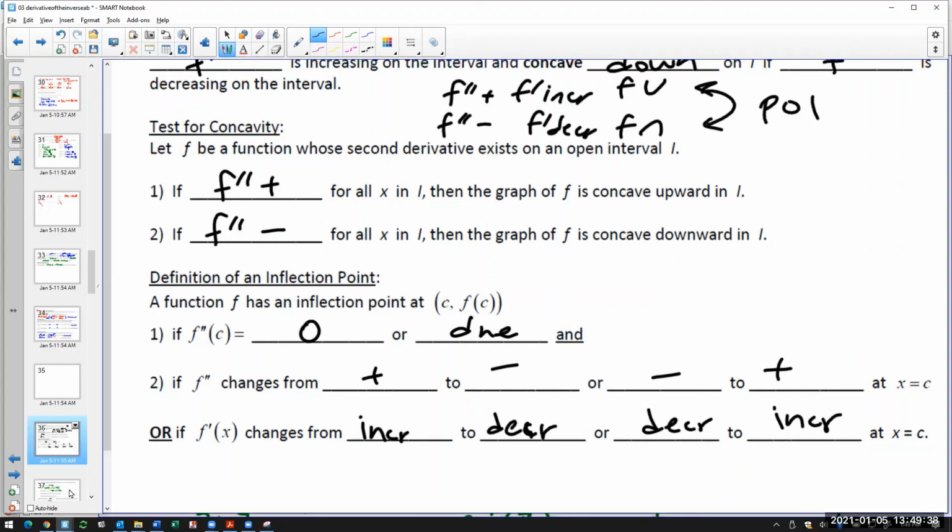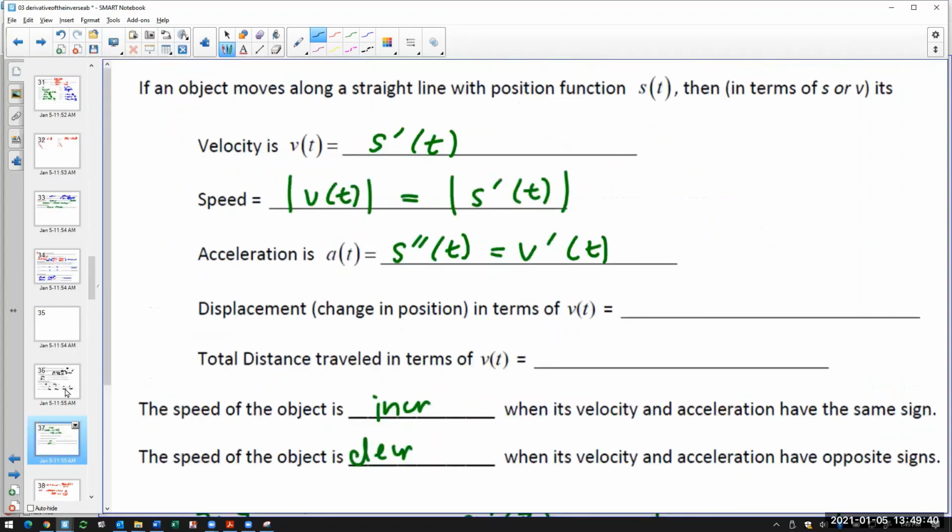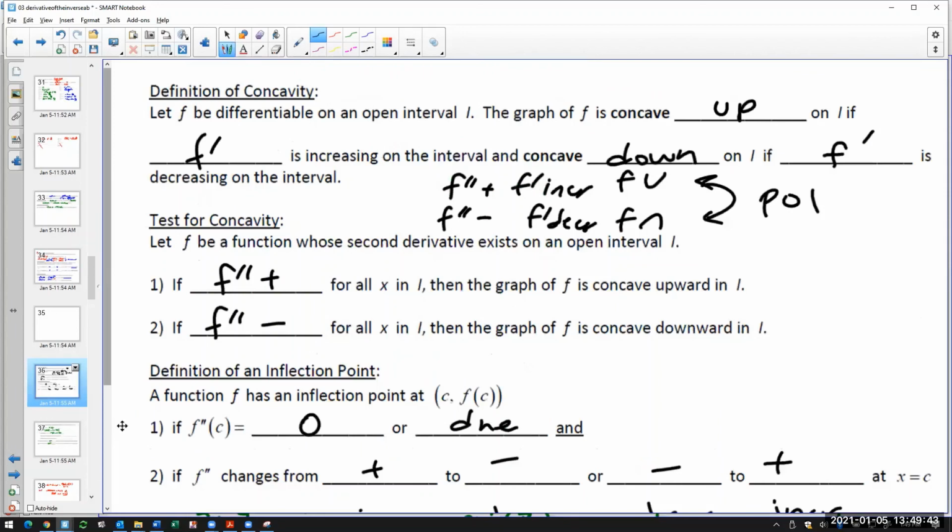All right? Wait 1 second. Oh, okay. Go down. Oh, sorry.